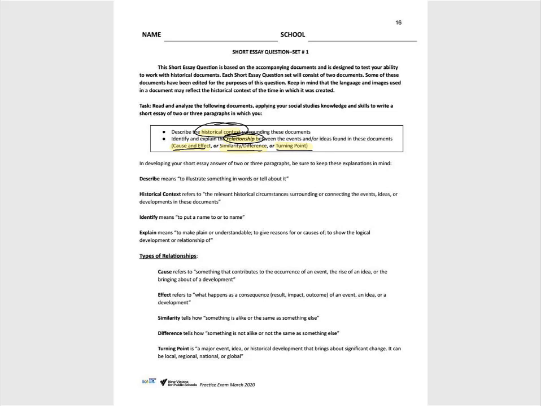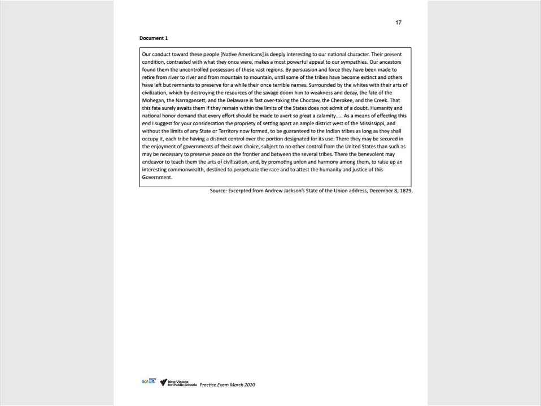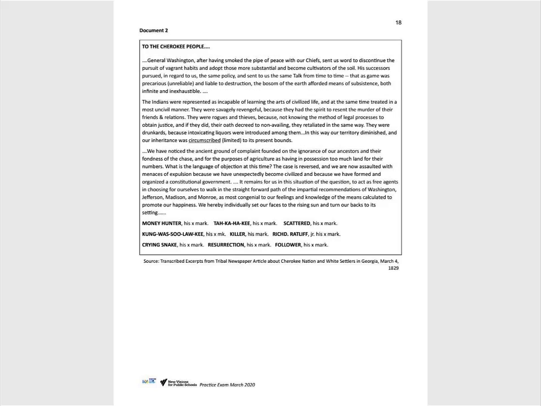So now let's look at the documents we were provided on the practice exam I gave you. First document, remember the squid process in order to go through this properly. Source first. This is excerpted from Andrew Jackson's State of the Union address in December of 1829. This is less than a year into his presidency. He would have taken office in March of 1829. Let's go ahead and source the second document as well.